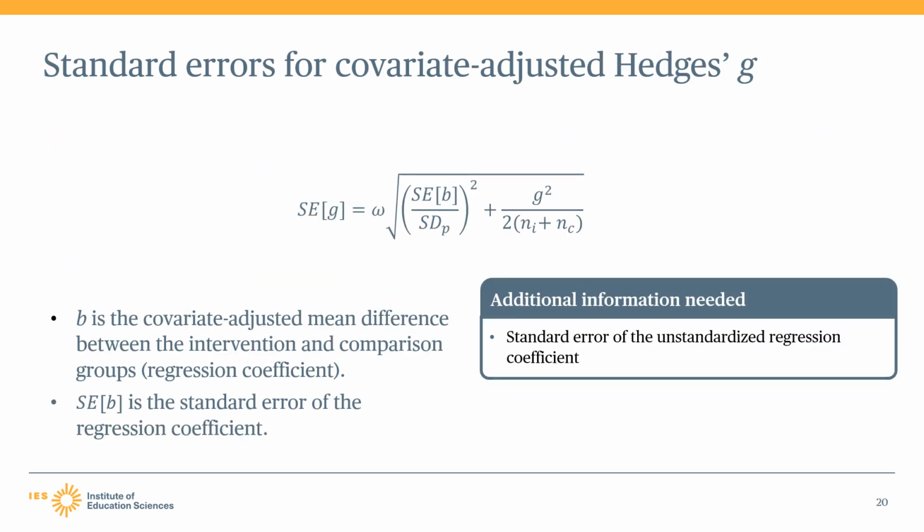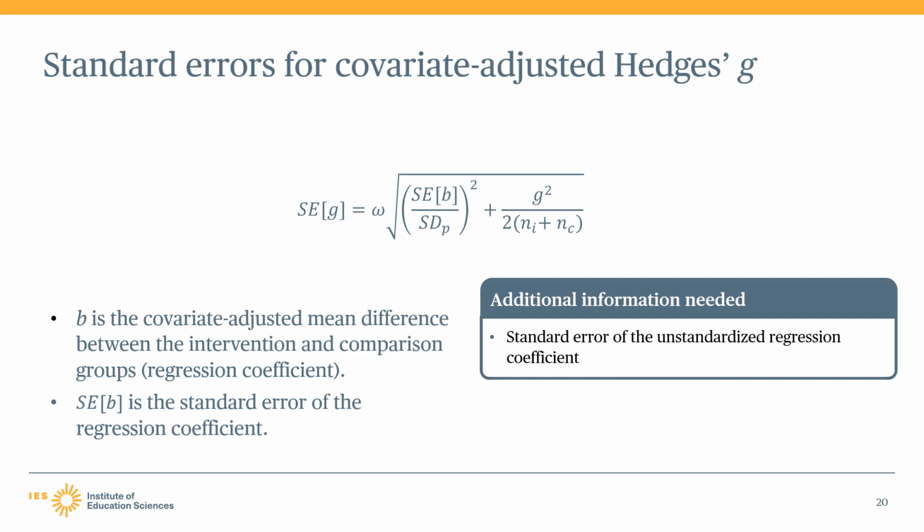When calculating Hedges G for unadjusted means, if a reviewer has sufficient information to calculate the effect size, they will also have sufficient information for calculating the standard error. This is not true of the covariate-adjusted Hedges G. This is the formula for calculating the Hedges G standard error when calculated using covariate-adjusted mean differences.